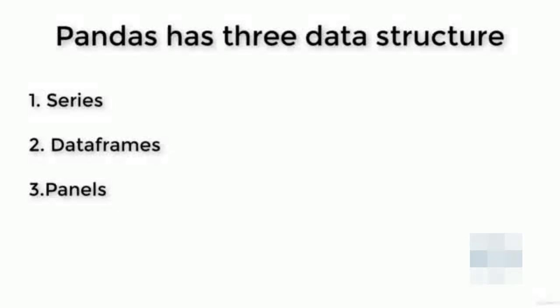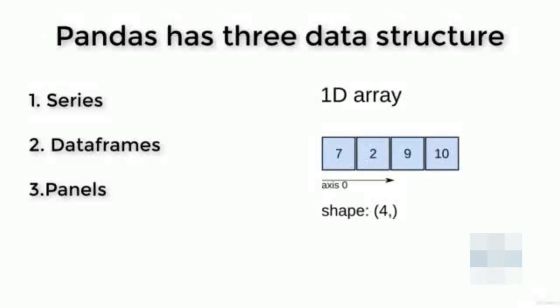data frames, and panels. A series is a one-dimensional labeled array that can hold data of any type: integer, string, float, Python objects, etc. Its axis labels are collectively called an index.